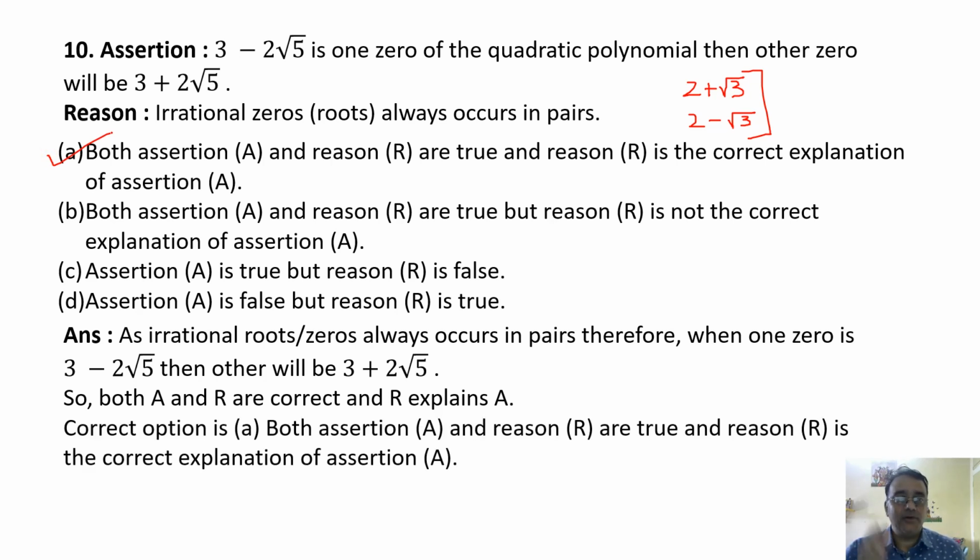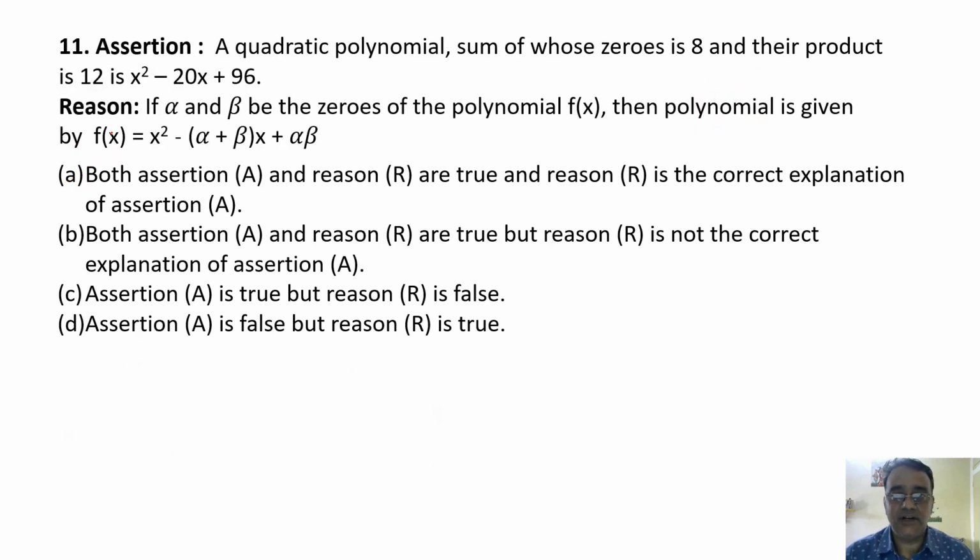So now we are moving toward the last question of the chapter polynomials. A quadratic polynomial, sum of whose zeros is 8 and their product is 12, is x square minus 20x plus 96. And the reason is given: if alpha and beta are the zeros of the polynomial f of x, then the polynomial is given by f of x equals x square minus (alpha plus beta) x plus alpha beta. Whether the reason is correct? Yes, sir. Right.